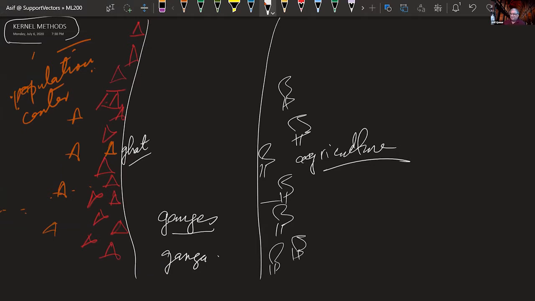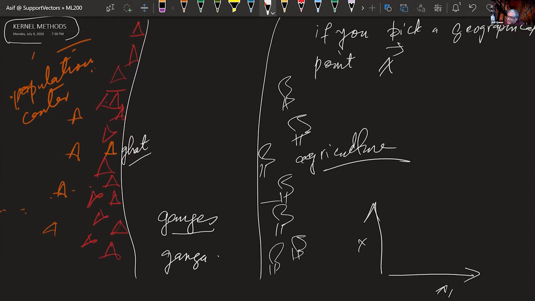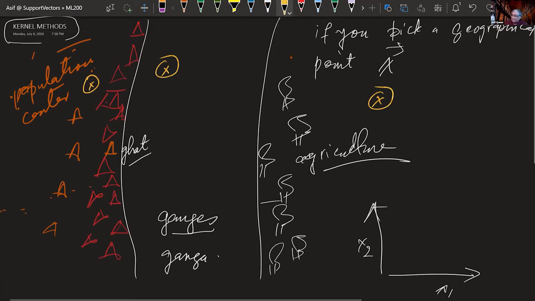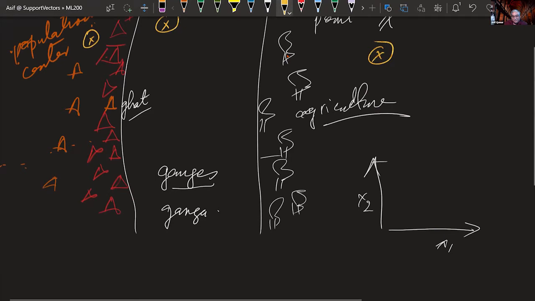So the problem statement is this. If you pick a geographical point X, so this is your X1 and X2, let us say. You pick some point, and let us say that you pick a point either here, here, or here. You need to determine what is it? Is it a population center, or is it agriculture land? Or are you in the middle of the river? So does it look like a classification problem, guys?